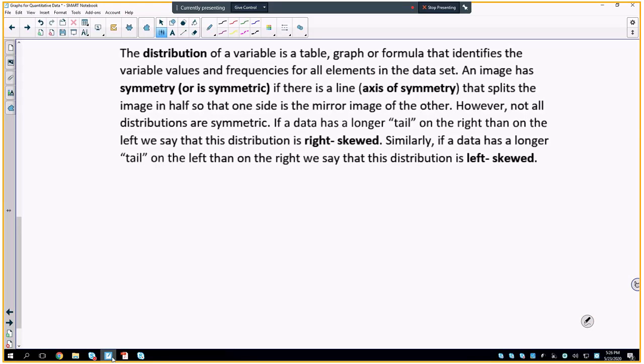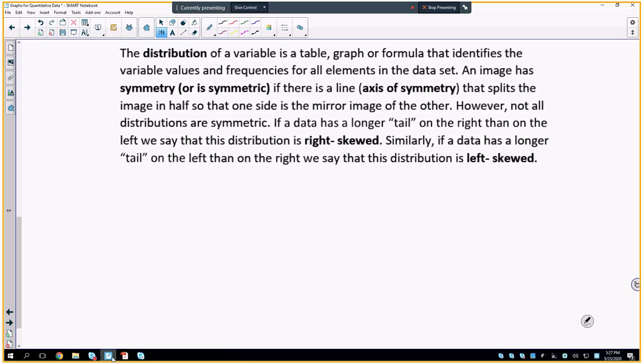Now let's introduce some more terminology, and this is very important terminology that will follow you through the rest of this course, and if you keep doing statistics on and on. It's very crucial to the idea of statistical thinking. So first of all, the distribution of a variable is a table, graph, or formula that identifies the variable values and frequencies for all the elements in the data set.